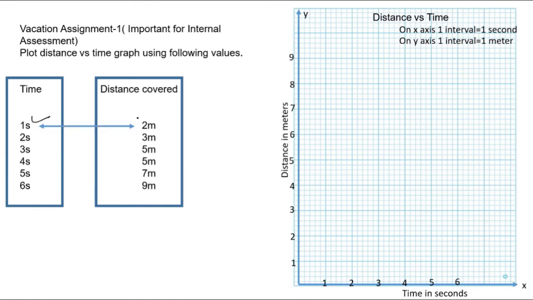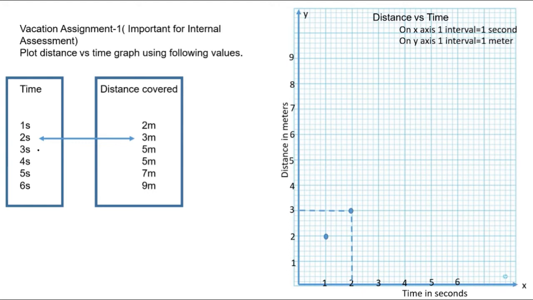For the first second it is 2 meter, and where is the first second? First second is here. For the first second, how much distance is covered? The distance covered is 2 meter. So you have to take two dotted lines here, or simply find out where those two lines meet. So this is the point which we require. So 1 second, 2 meter, and next 2 second, 3 meter. So 2 second, 3 meter distance, and they meet here, and that is the line.